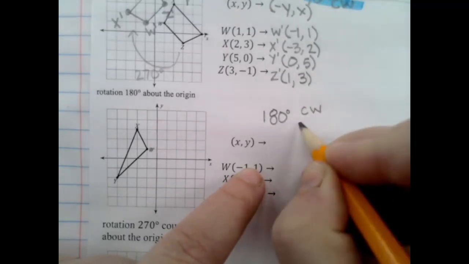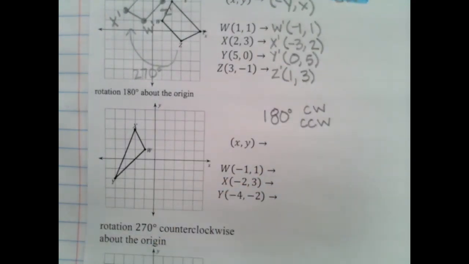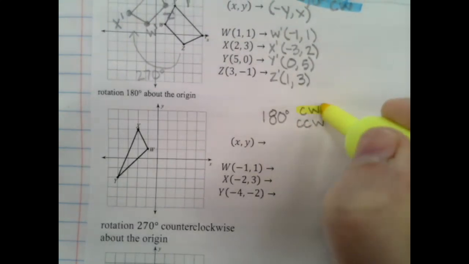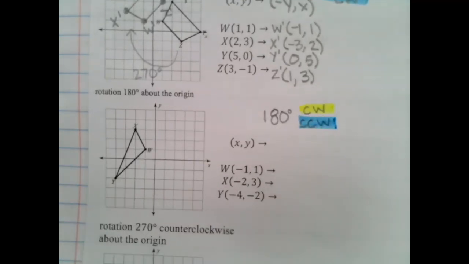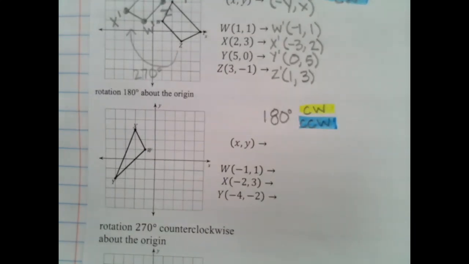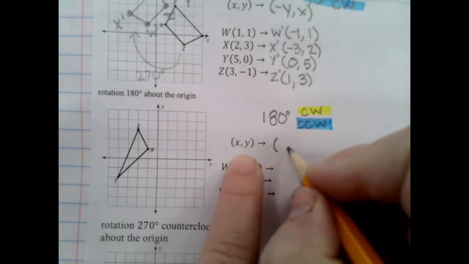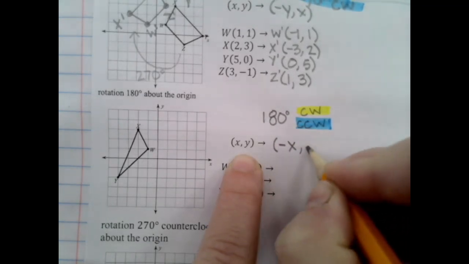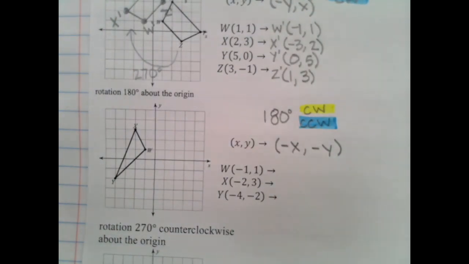Okay, and 180 is the same clockwise as it is counterclockwise. If I remember correctly, in ALEKS, they do both, so you have to make sure that you're reading the directions. This is both clockwise and counterclockwise. It's the same rule because 180 doesn't matter which way you go. Okay, (x, y) is going to change by saying opposite x, opposite y. So we don't change the order the numbers are in, we just change the signs. If it's positive, it's now negative. If it's negative, it's positive.